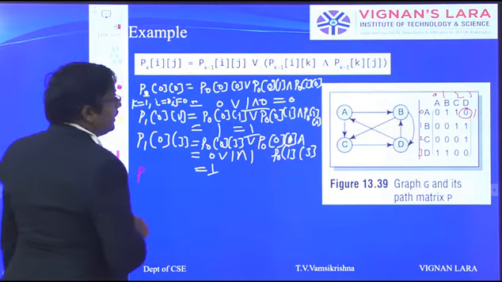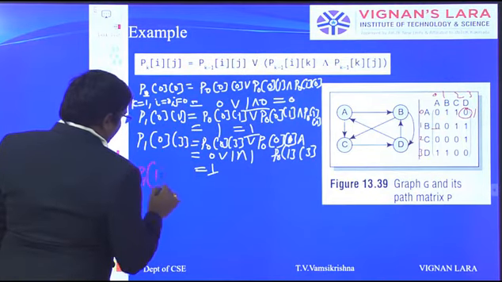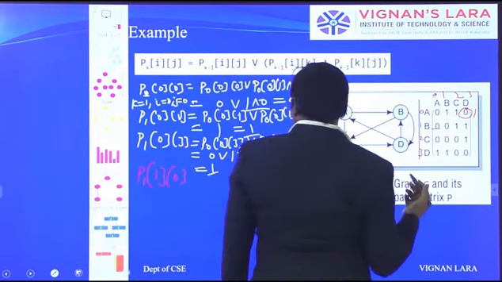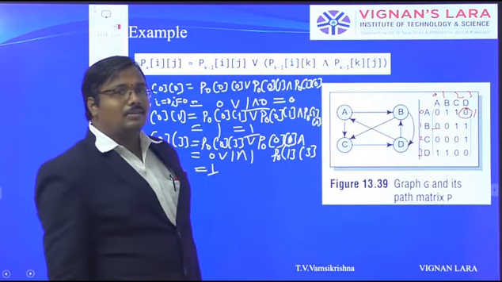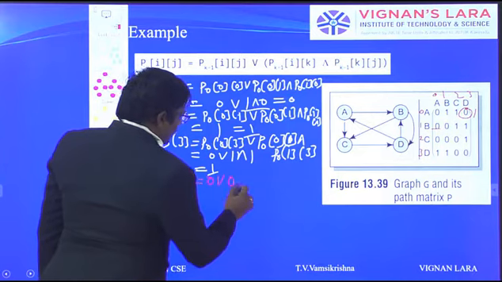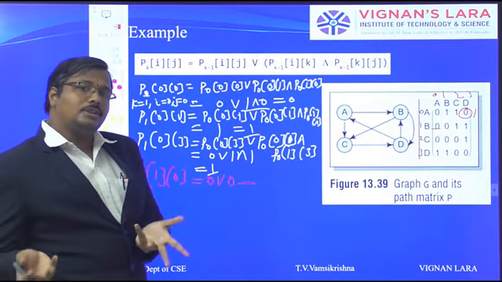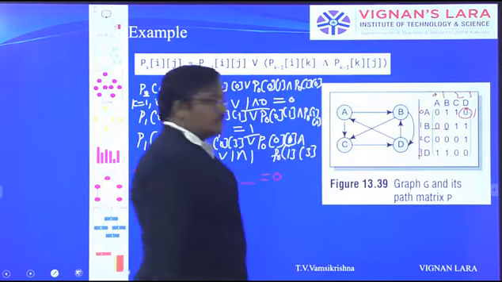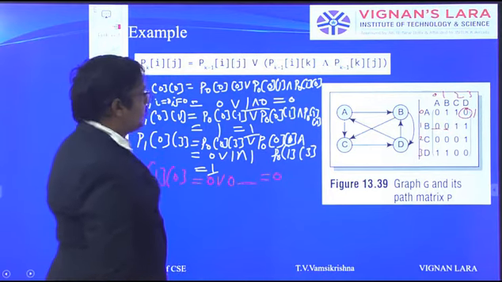Similarly we are calculating. Is there any updation of P1 of 1, 0? K value is 1, so directly you can calculate: 1, 1 value is already 0. So 0 logical AND anything, it is 0 only. So this is not changed. Next we are going to this one. Is there any change? No change.